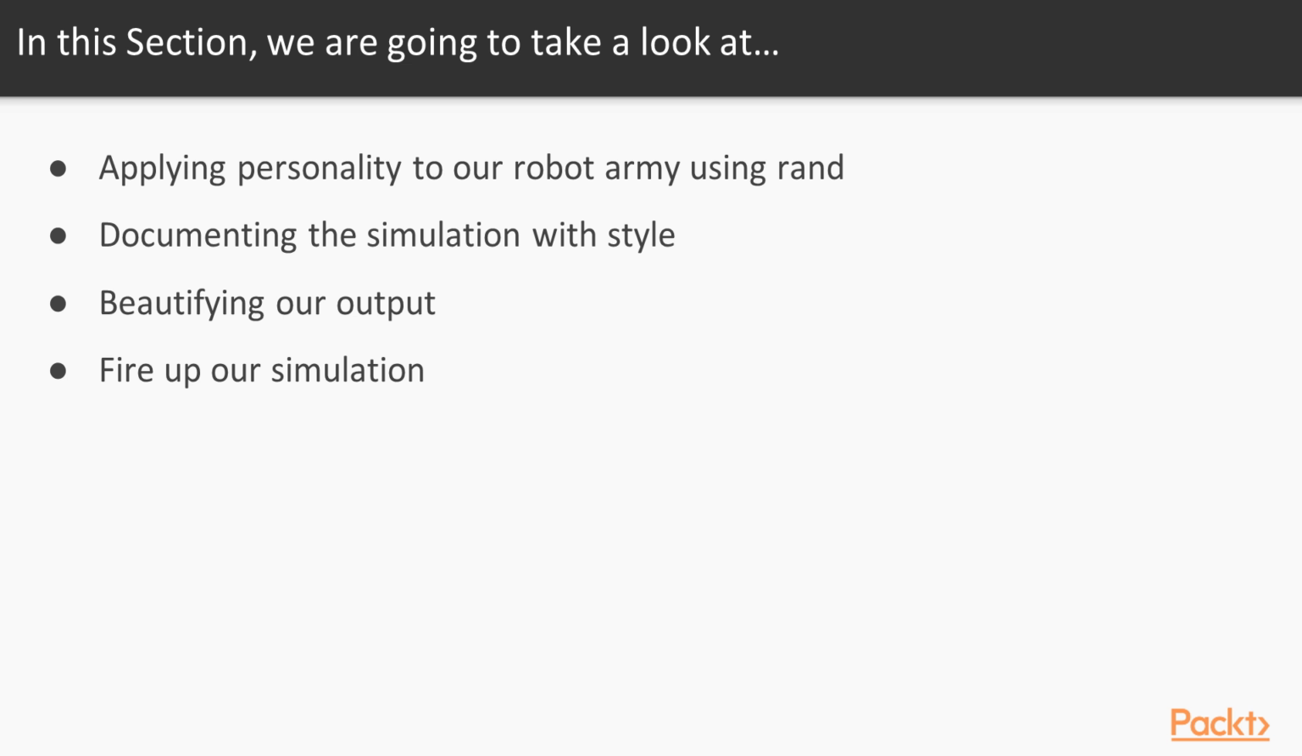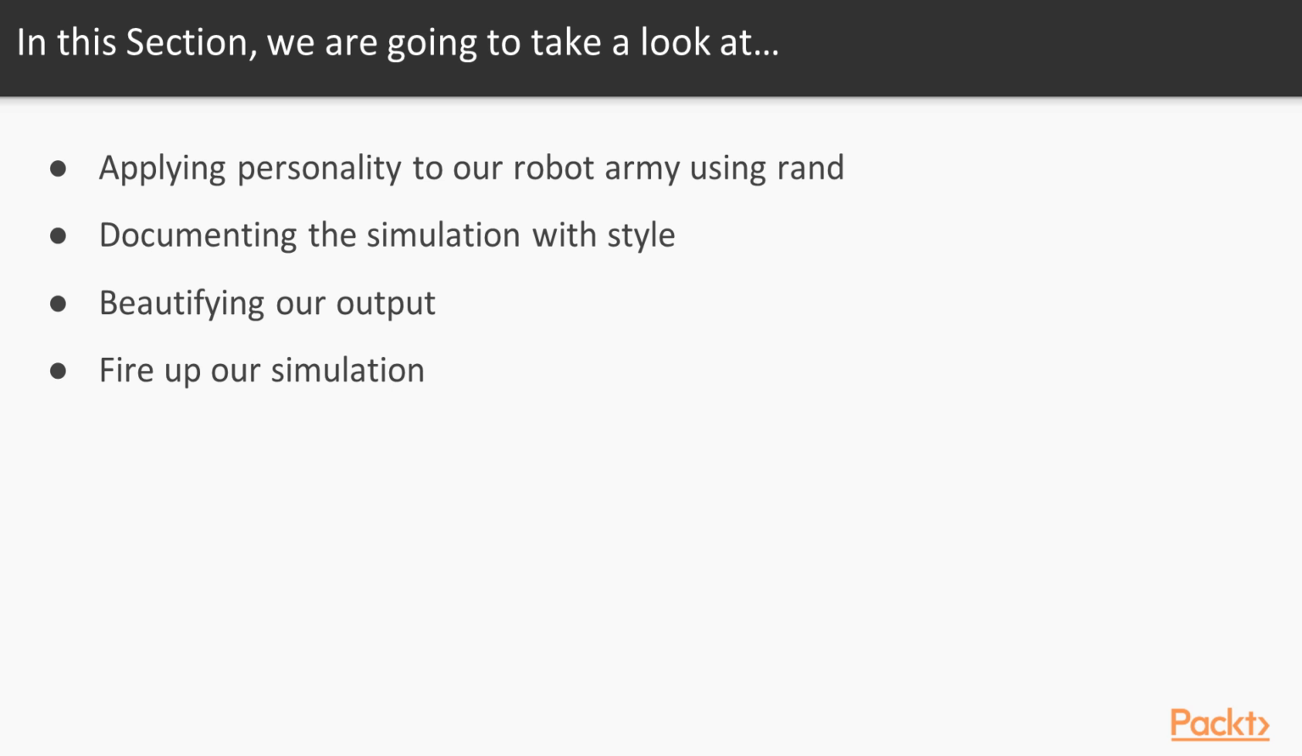In this section, we're going to apply the finishing touches to our robot army, and we're going to try to apply some personality, which would be some characteristics to our army, using the rand function of Rust. We will try to make some documentation with styling to make our system more extensible. At the same time, we'll try to make our output more realistic and beautiful. And finally, we'll fire up our simulation to see how it works.